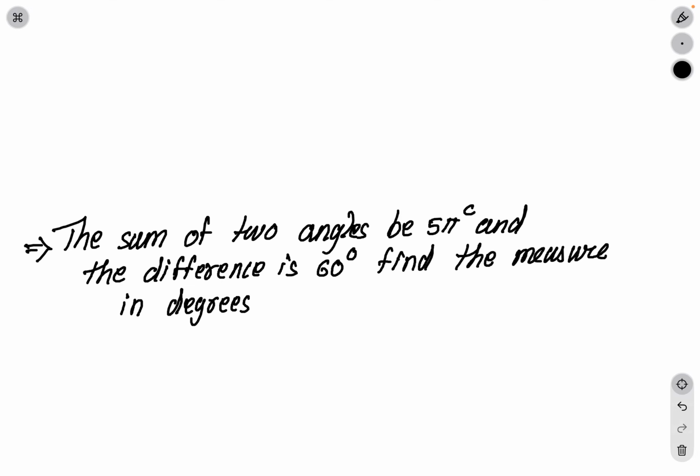The sum of the two angles is pi radians and the difference is 60 degrees. Find the measures in degrees.